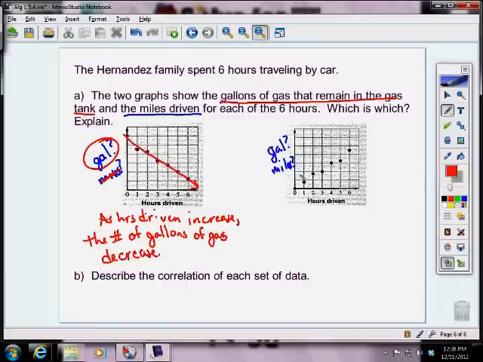So let's double check it over here, even though we probably can figure out an answer. As our hours driven increase, we can see we have a positive correlation here. They're going up. So what can we say is true? Is the number of gallons that remain in our gas tank increasing, or the miles driven increasing? We could say the miles driven increase. And that's the same explanation here. The more hours you drive, the more miles you have driven. Which makes sense. Now, part B says to describe the correlation of each data set.